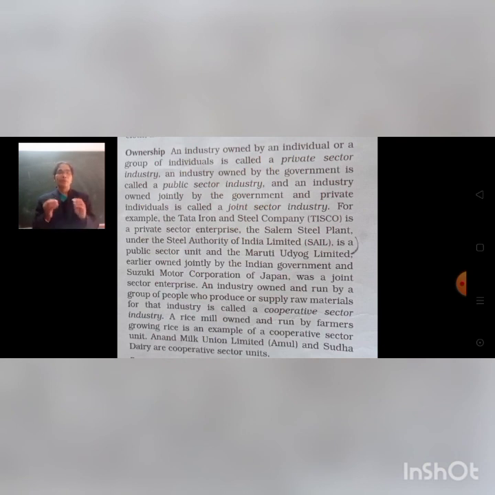These are some of the things related to the types of industries: private sector, public sector and joint sector, and small scale industries, large scale industries and cottage industries. All these are the main points of this topic.